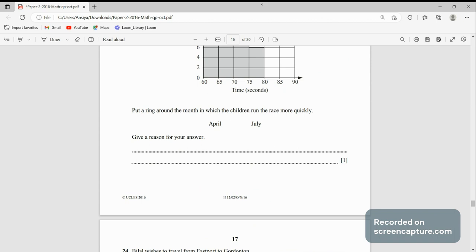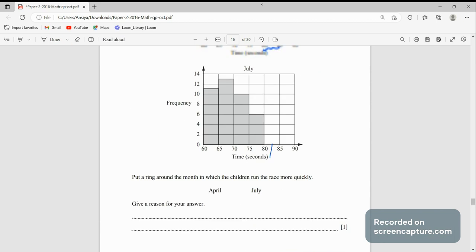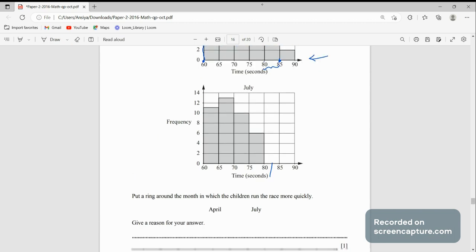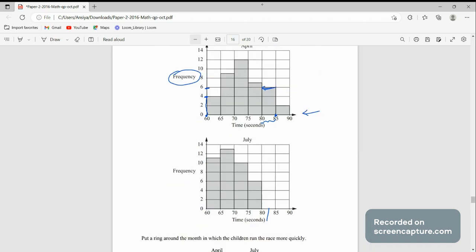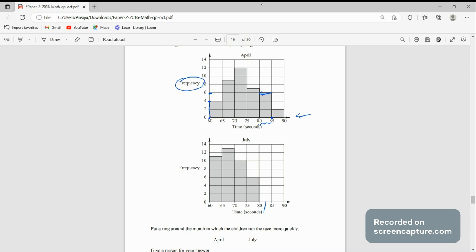Put a ring around the month in which the children run the race more quickly. So, the more quickly they finished the race, the more quickly they ran. In which month? Have a look at both graphs together. Which is the month they finish the race more quickly? And no doubt it is in July, right?